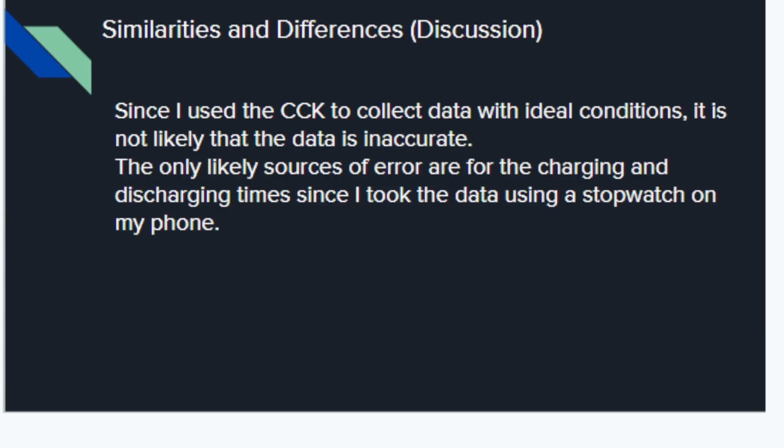Now, since I used an online model with very ideal conditions in place, it's not likely that the data is inaccurate. The only sources of error really would probably be the charging and discharging times, since I took the data using a stopwatch on my phone.